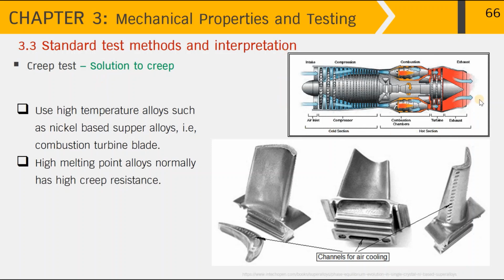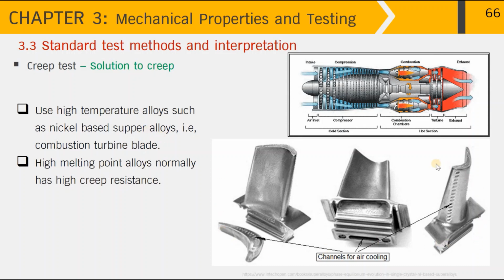I'm introducing you again to the diagram of the turbine engine. And that is because the metallic parts involved in this turbine engine are subject to creep at different stress levels and different temperatures. So as an engineer, we have to select proper metal that can be used for particular engineering applications. And normally, high temperature alloys can withstand high temperature. And high temperature alloys are, for example, nickel-based superalloys, and that can be used at the combustion turbine blade.